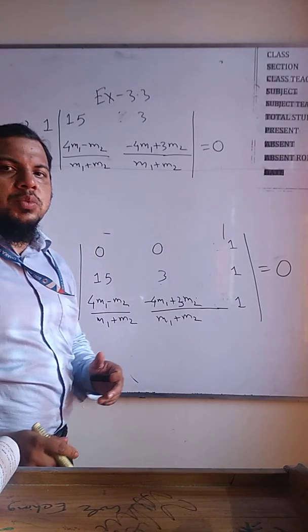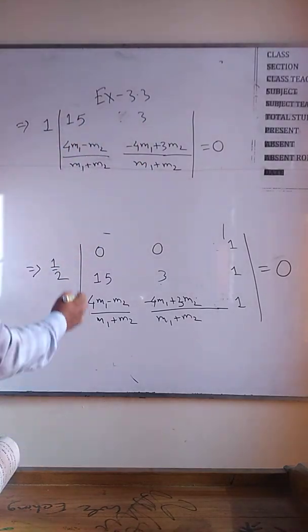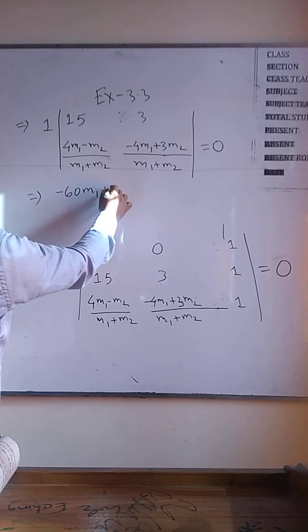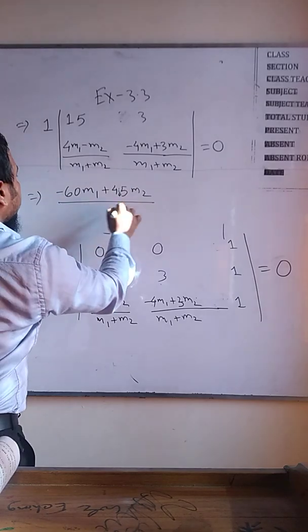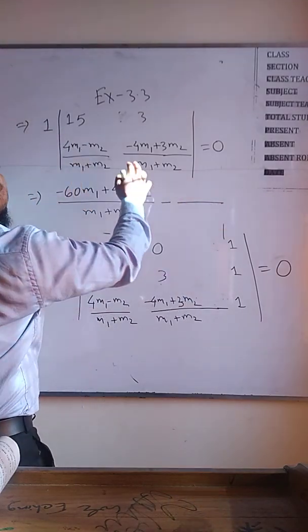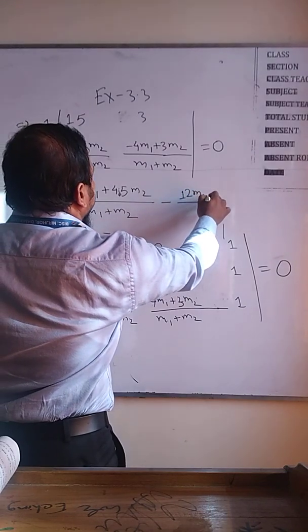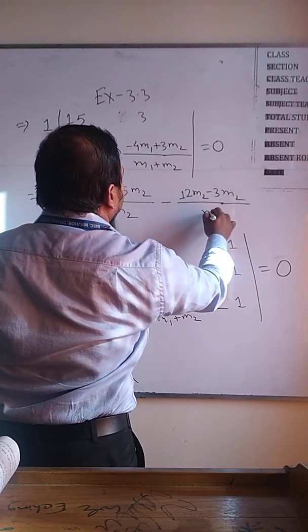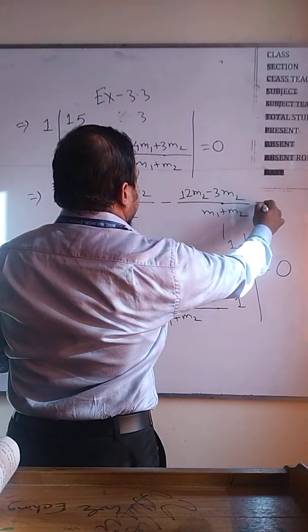Now we have to proceed the calculation. Multiply 15 and this, and 3 and that. 15 into this, it will be minus 60m1 plus 45m2, 3 15s are 45, divided by (m1 plus m2), and minus, 3 4s are 12, 12m1 minus 3m2, divided by (m1 plus m2), is equal to 0.